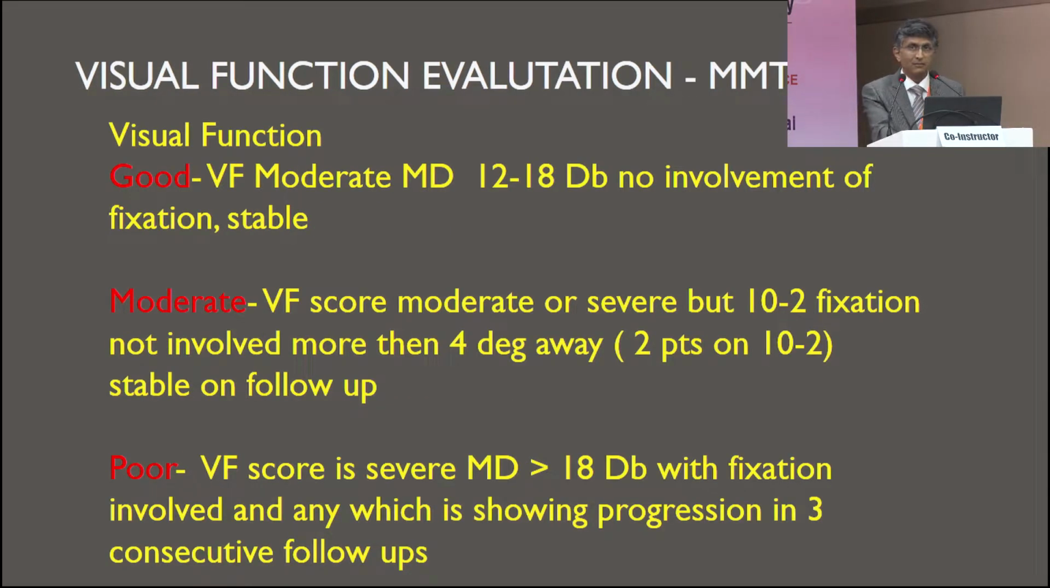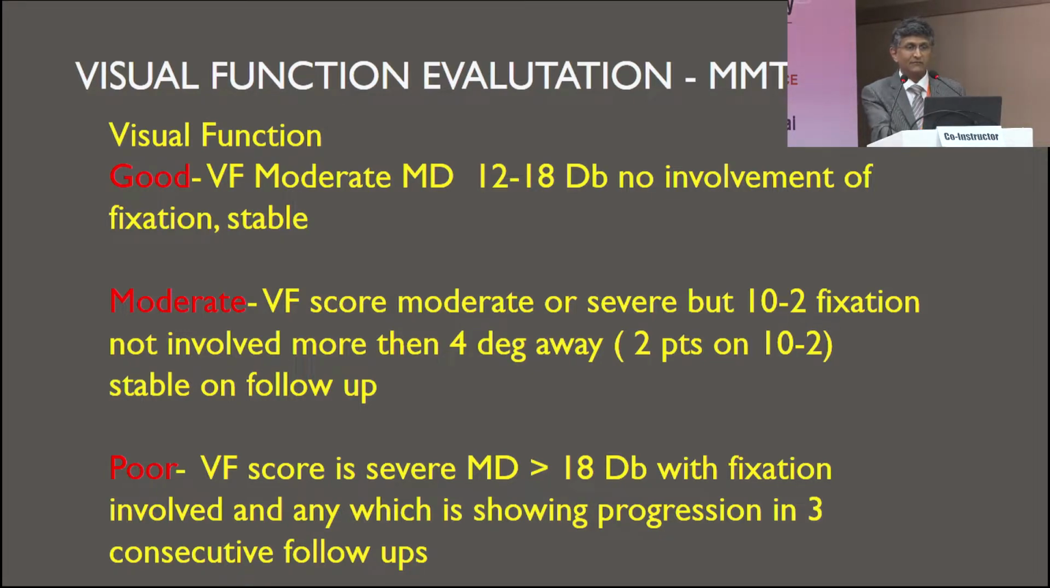The next important point I would like to evaluate is the visual function. So what is a patient who has a good visual function? The visual field defects are moderate. Mean deviation would be between 12 and 18. Obviously, you don't usually have patients with early visual field defects on maximal medical therapy. It is not very common, so I have not included that, but you can include. And no involvement of the fixation, and over time, more or less, it is stable. This I would classify as good status visual function.